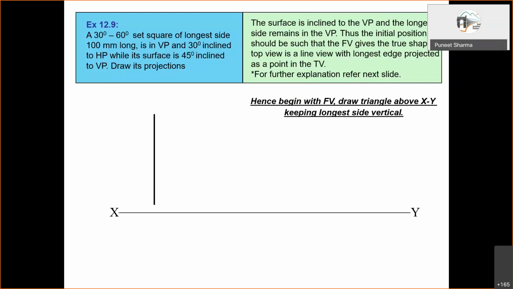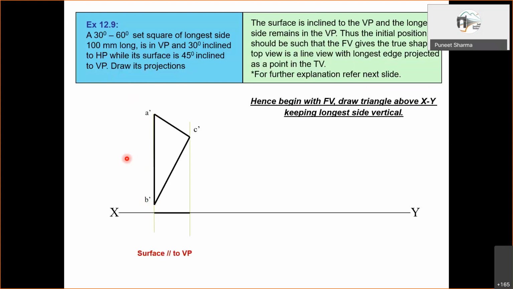This XY. First of all, this is the front view. So we have considered it to lie on the vertical plane. Okay. Now you see what has been done. The longest edge has been kept perpendicular to XY. Right? Why so? Because the longest edge is supposed to lie in the vertical plane in the final position also, right? So it is kept perpendicular to XY. Now if we assume it to be on the vertical plane, then on the XY line we can obtain the top view.